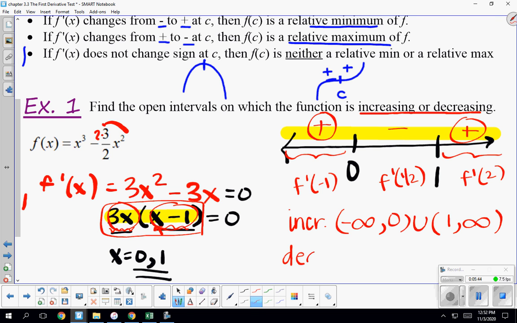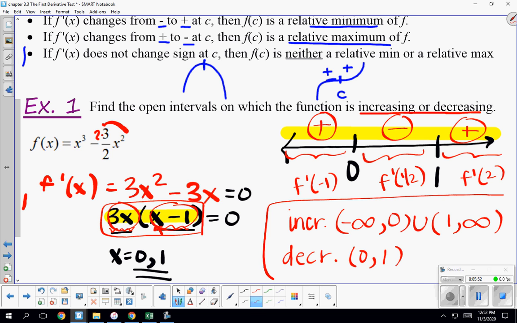Okay, my function is decreasing everywhere I have a negative slope, and that's going to be this interval here from 0 to 1. So those are open intervals. Open meaning parentheses instead of brackets, where it's increasing and decreasing.